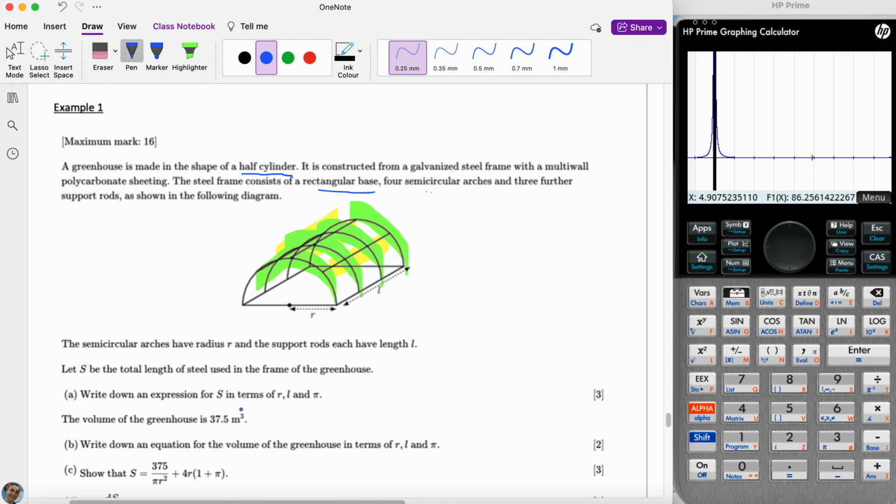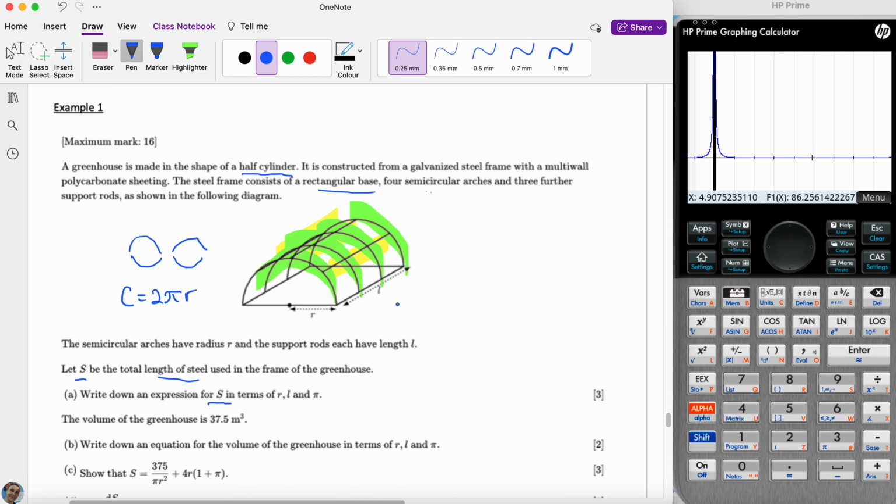Write down the expression for S in terms of r, L, and pi. That means those are the variables you're going to have in your formula, and S is the total length of steel, so it's all the rods together. First of all, we have 4 of these arches, and they are going to make 2 full circles. We're going to need the circumference, and the circumference in your formula booklet is 2 pi r.